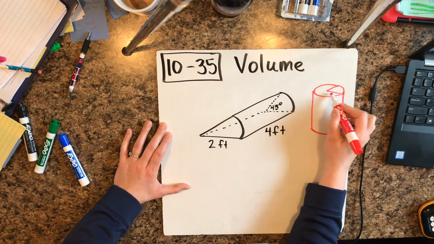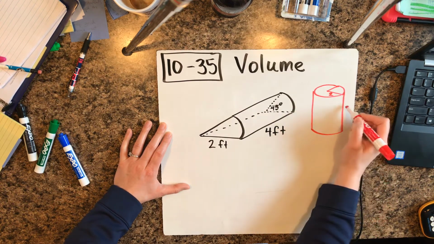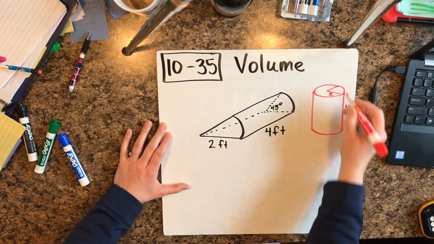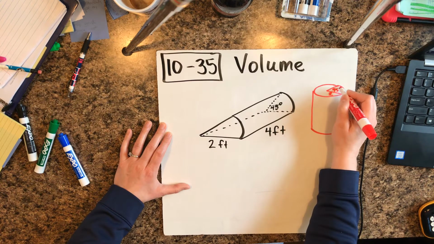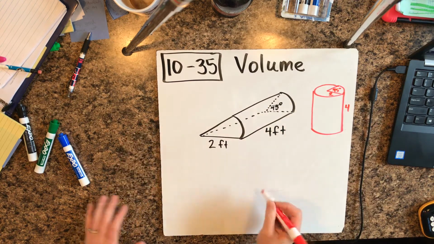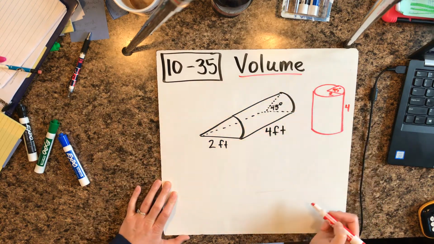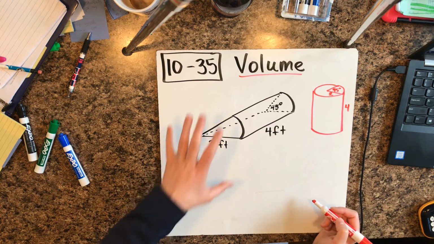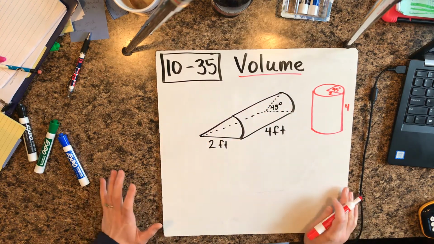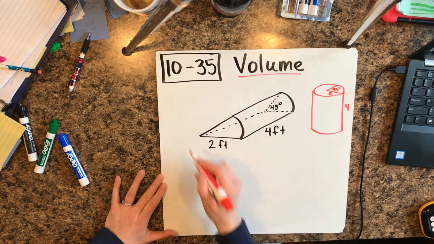So the 2 is actually the radius of the circle, the 4 is the height of the cake, and 45 degrees goes right in here as the central angle. So this question is asking me to find the volume, and if I can remember correctly, this is a prism. Even though it's a really kind of weird shaped prism, it really is a prism.